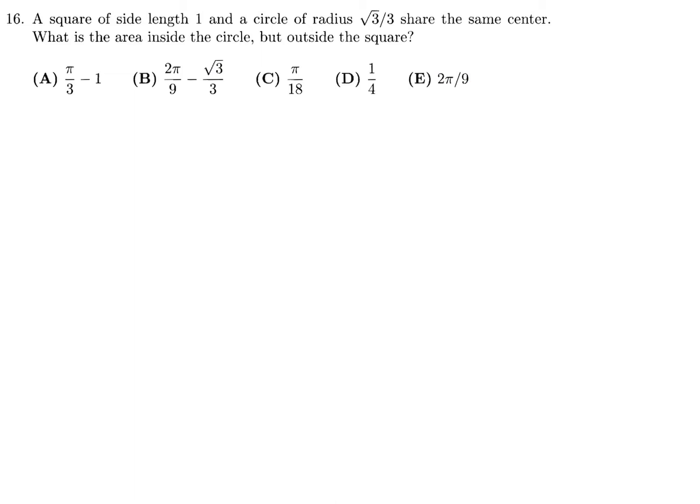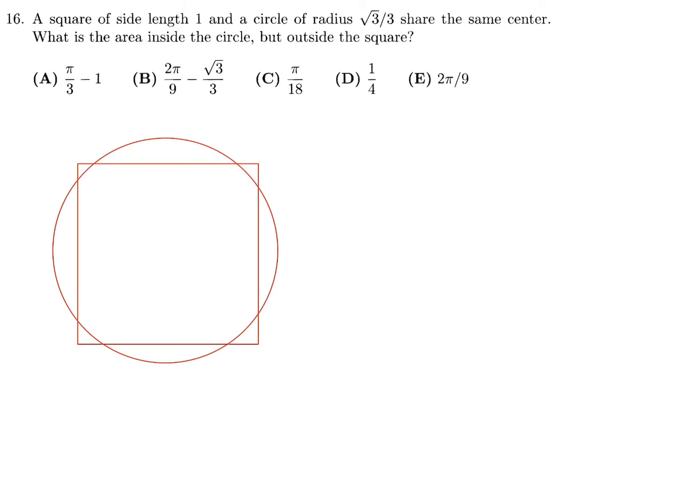The square of side length 1 and a circle of radius √3/3 share the same center. What is the area inside the circle, but outside the square? So first, let's draw a diagram and discuss this. So here is the diagram, and the region that they are interested in is right here. This guy right here, these parts of the circle.